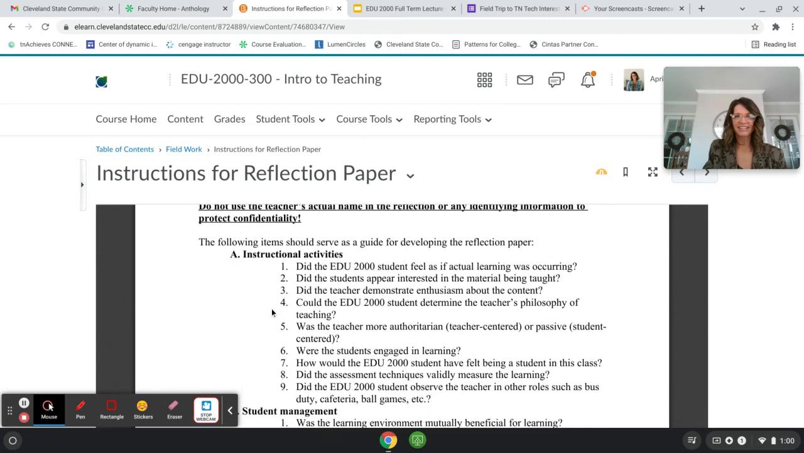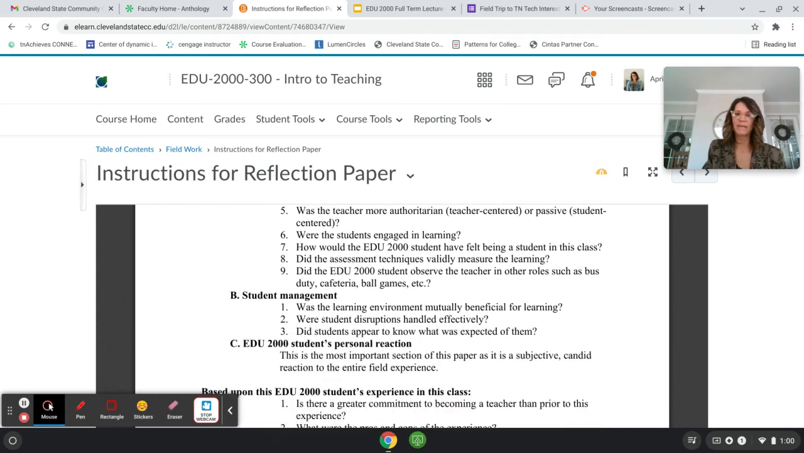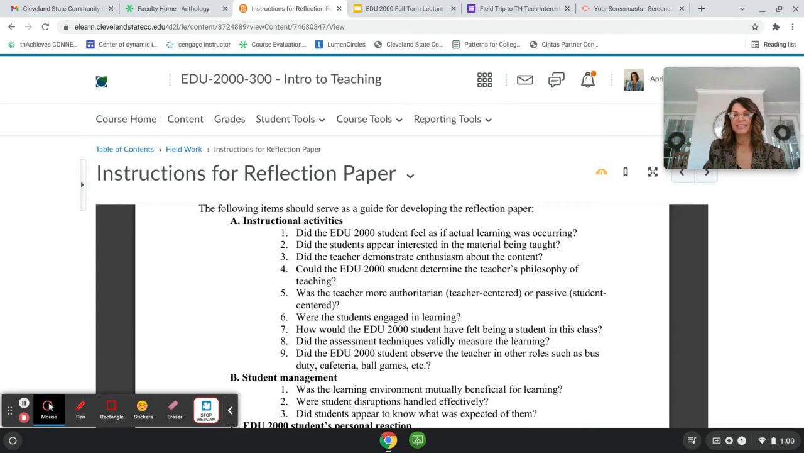So if we look at the instructions, you'll see there are three main prompts to cover in this assignment. But don't forget, you'll also want to, as usual, begin with an introduction and then have the body, which will include these three parts, and end with the conclusion. You want to maintain organization in the midst of these prompts. And so the first one will highlight the instructional activities that you are able to observe. And there are a number of questions to guide your responses and reflections on this part.